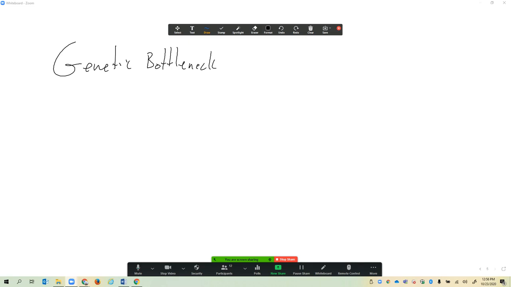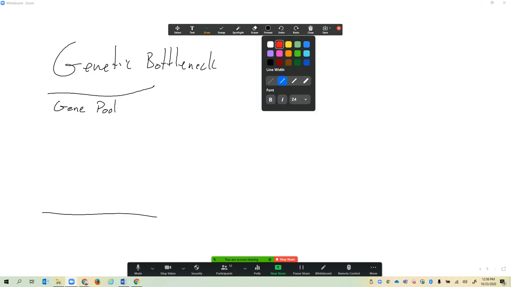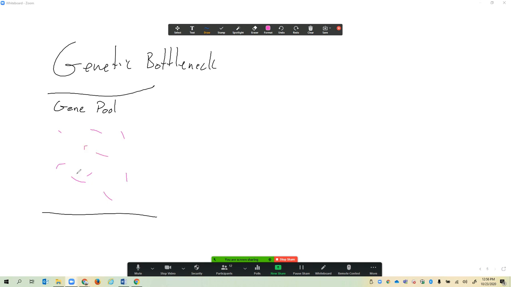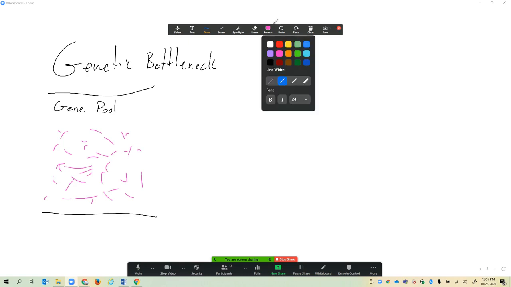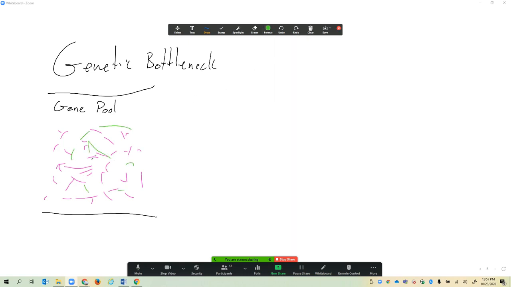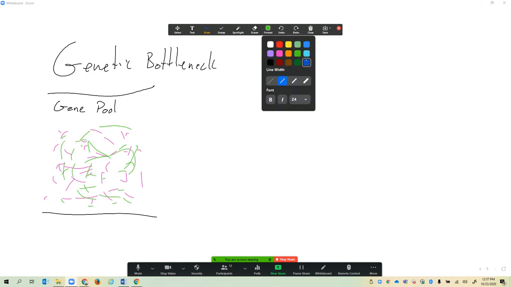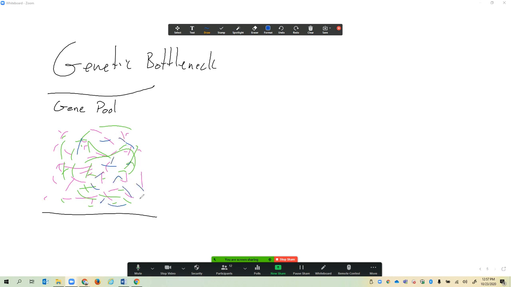A genetic bottleneck is what happens when you have a large breeding population. So hypothetically, let me take a look at this. This is a large breeding population. All the genetic combinations are called the gene pool. So you have the gene pool. Let me throw some different colors in here to represent all these little lines. Let's say they're chromosomes or something like that. And one more color for good luck. So here's my genetic combinations.